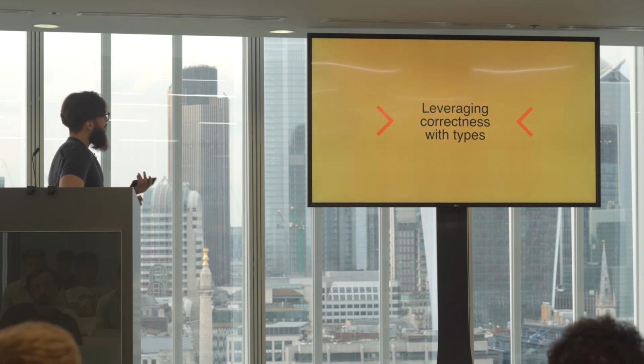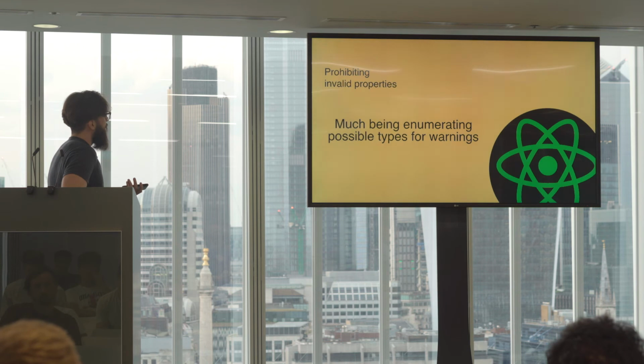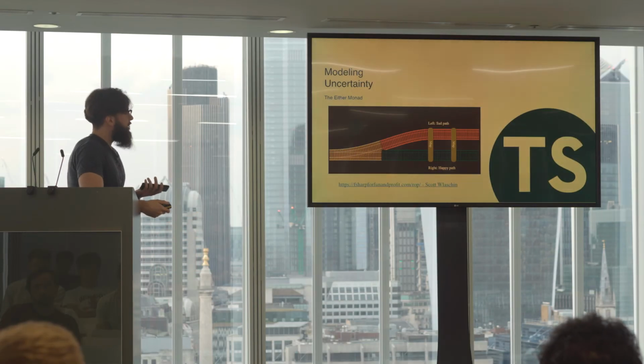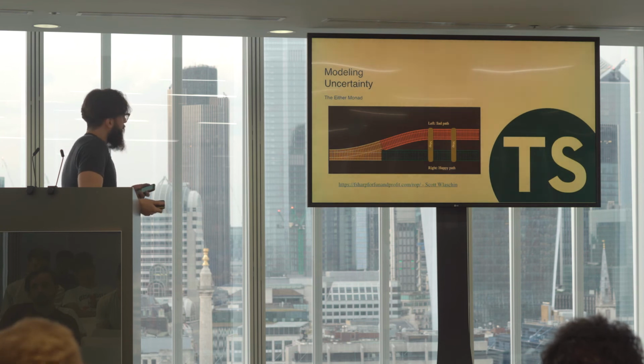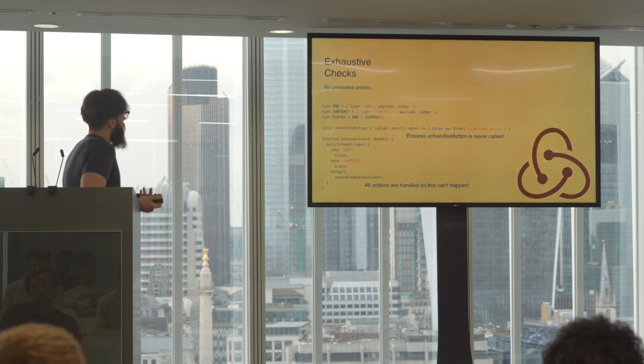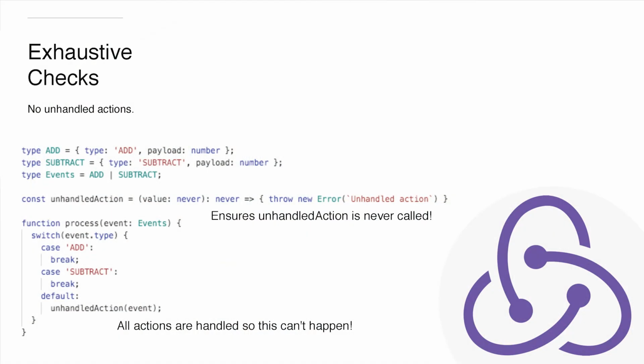So basically you can leverage correctness with types by doing many things, right? It goes much beyond enumerating possible types for warnings in React, for example. You can use types to leverage things like the data monad, the maybe monad. So this makes it much easier for you to handle errors, much more declarative, and much easier to reason about your code. It goes much beyond having exhaustive checks in Redux.